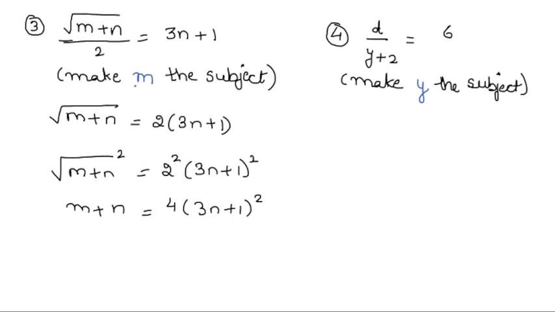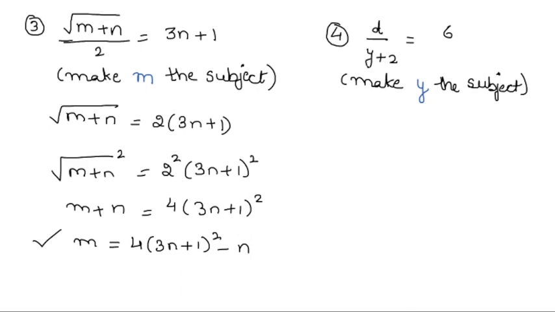Again, since I want m the subject, I will transpose n to that side. So n, which is positive here, when transposed to that side becomes negative n. I am left with m is equal to 4 times 3n plus 1 whole square minus n. So this is how we get the subject of the formula when the subject is enclosed inside the root sign.